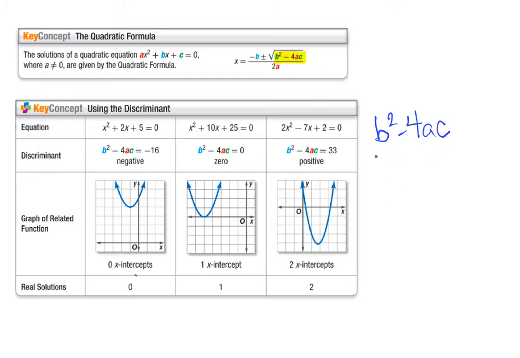Okay? You're going to plug in your b, your a, and your c, and whatever you get determines how many solutions. So if you get a negative number, here's their example. If they do that b squared minus 4ac and get a negative number, doesn't matter if it's negative 16, negative 2, negative 3,000, doesn't matter. If it's negative, that means you have 0 real solutions. Because this is what the picture of the graph looks like. It does not cross the x-axis at all.